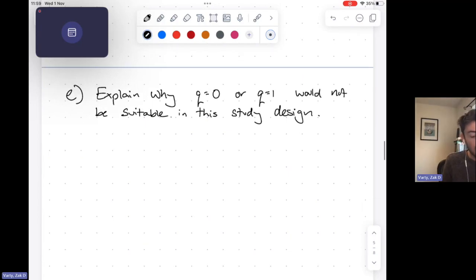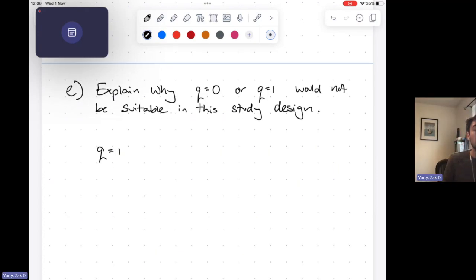The next part of the question asks us to explain why q equals 0 or q equals 1 would be unsuitable in this study design. And these have different reasons behind them. If q is equal to 1, then every student is replying honestly to every question. And so we've got no plausible deniability within our data. We've afforded people no privacy. What we've effectively done is reduce this to a direct response survey.